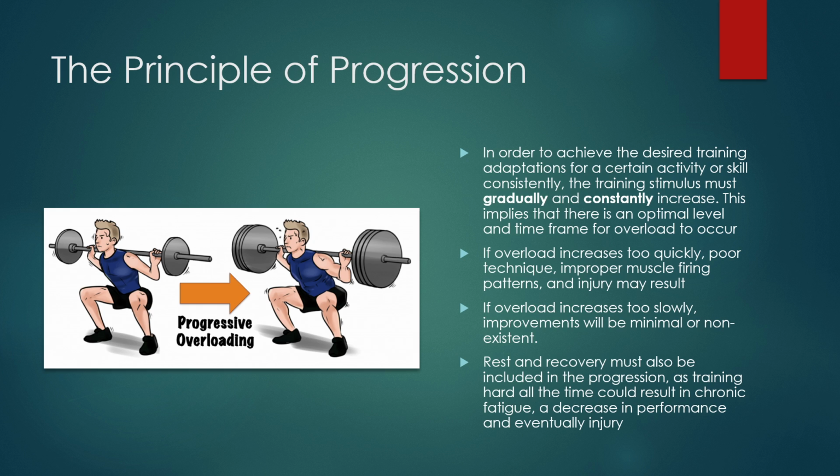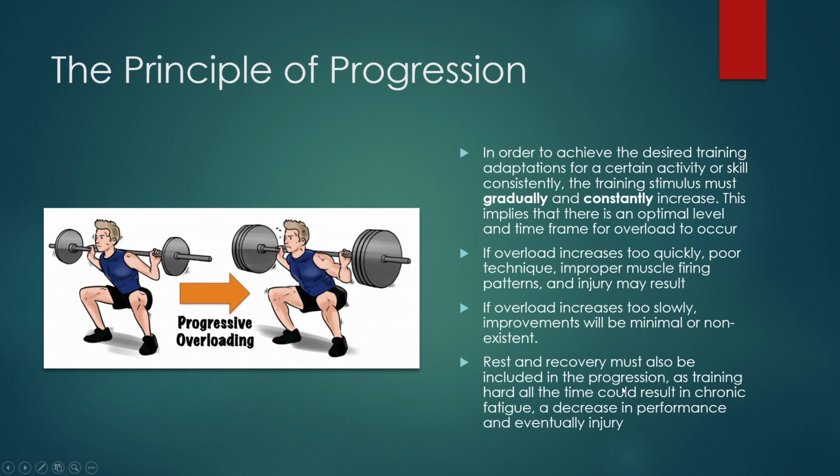So you don't want to go too heavy too soon. You don't want to increase the reps too soon. If overload increases too slowly, improvements will be minimal or non-existent. But you also don't want to go too slow. So it's that fine balance of continuing to progressively overload by adding on more weight, but not so much that you're setting yourself up for failure, and not so little that you're not making any improvements.